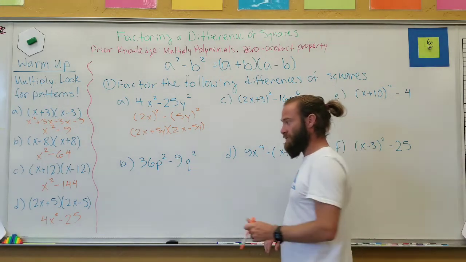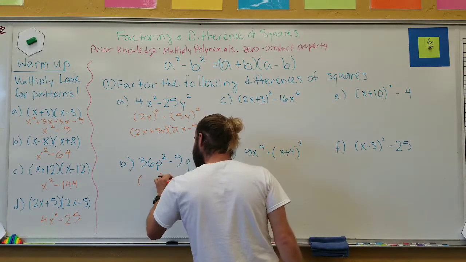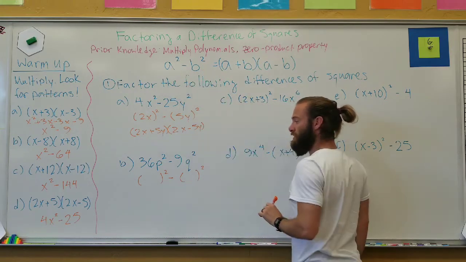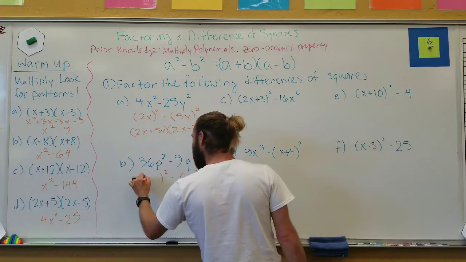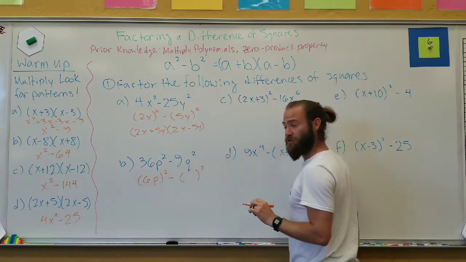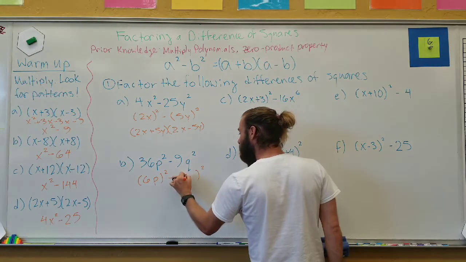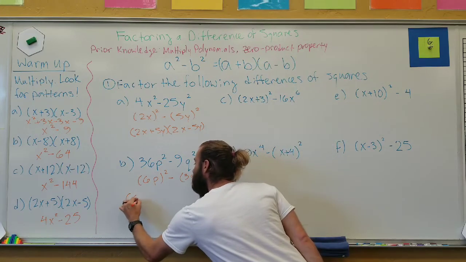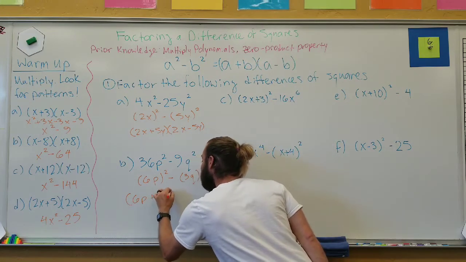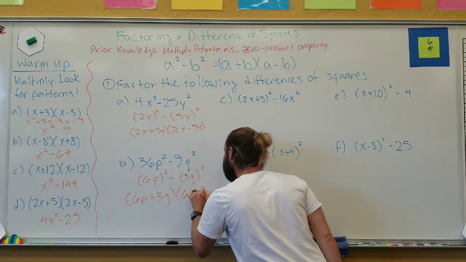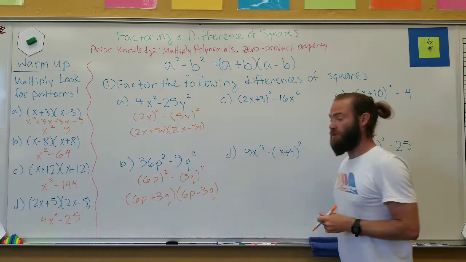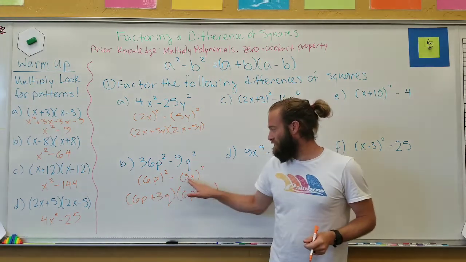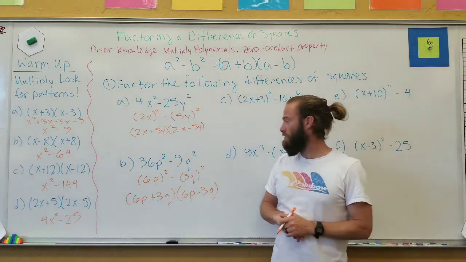Okay, let's look at this. Again, we want to identify the two things that are actually squared, what's behaving as my a and my b. So in this case, 36p squared is actually 6p all squared, and this is 3q all squared. So you should then have 6p plus 3q times 6p minus 3q. And that's it. Again, it's just the sum times the difference of your pieces.